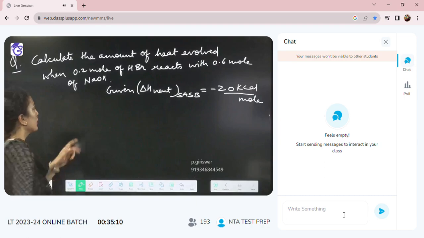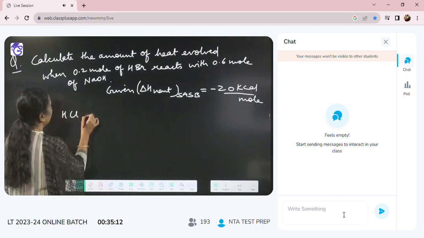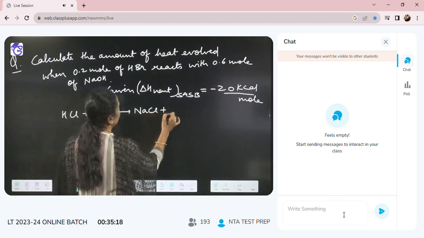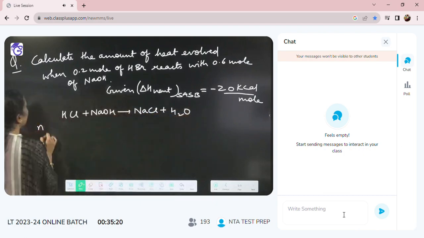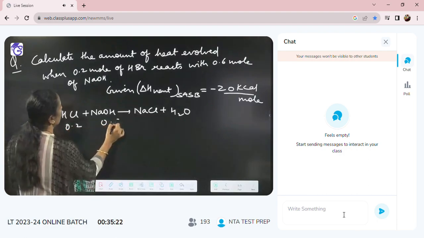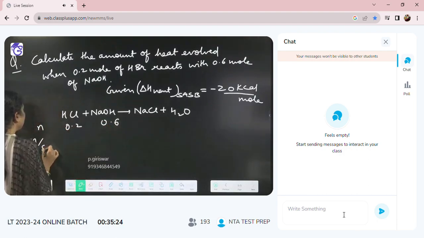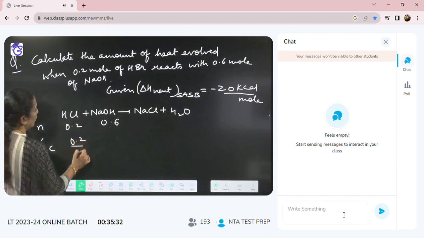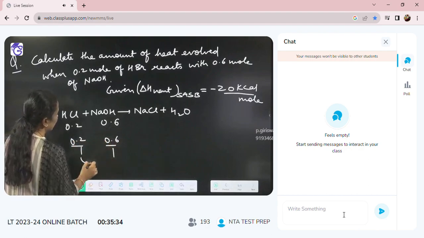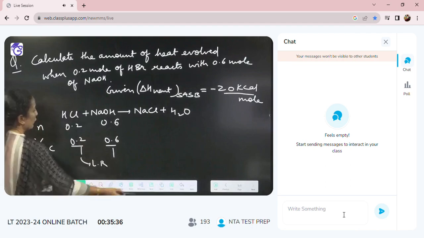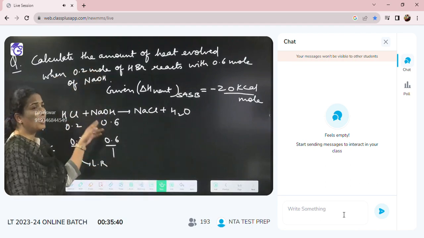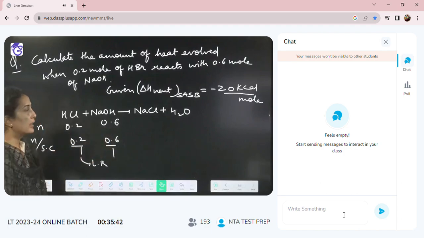Good. So simply, you should be writing HCl plus NaOH giving NaCl plus water. Now the number of moles here is 0.2, here it is 0.6. So how do we find the limiting reagent? Do you remember? Number of moles upon the stoichiometric coefficient. So this is 0.2 upon 1, 0.6 upon 1. This is your LR. Do not think that whichever has fewer moles is the LR. Here the stoichiometry is 1. If the stoichiometry is not 1, then it will be trouble.